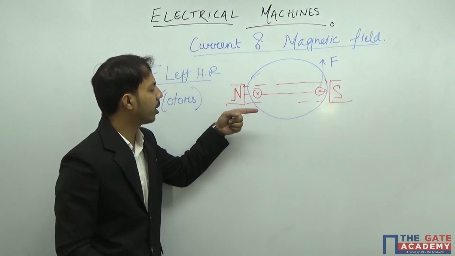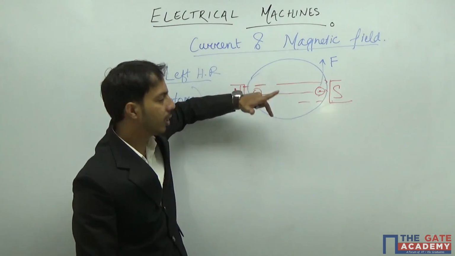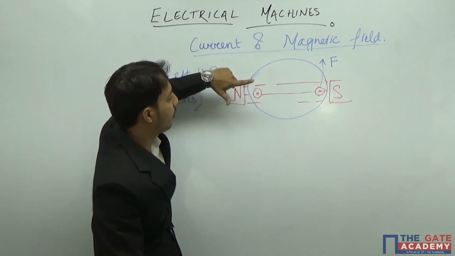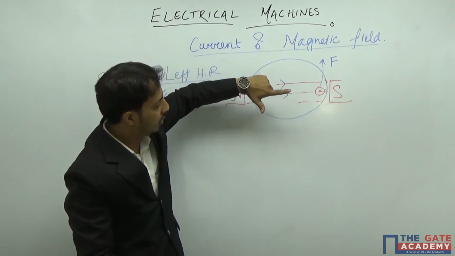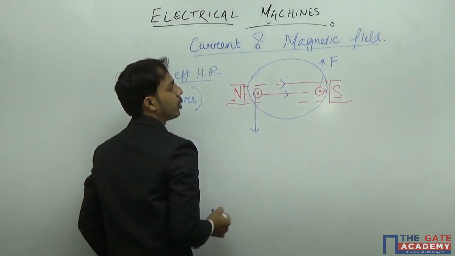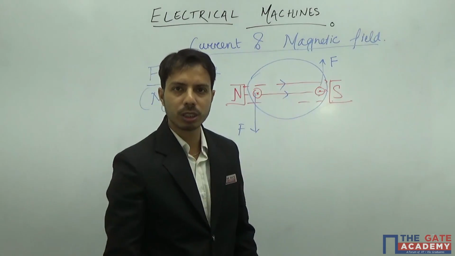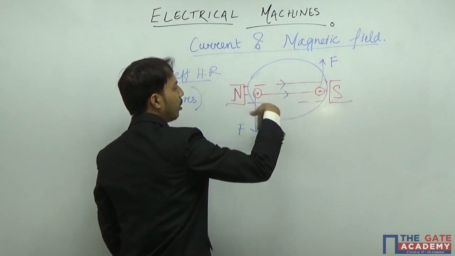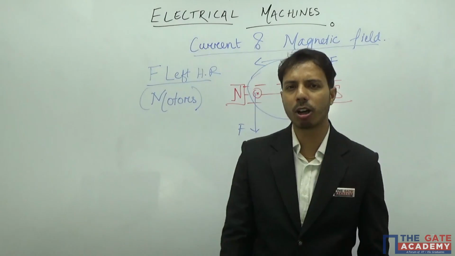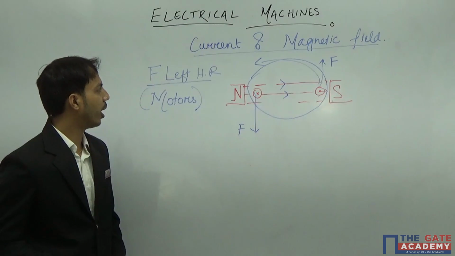For this particular conductor, current is going inside. The second finger gives me the current direction, going inside. The forefinger gives me the direction of the field, in this direction. The thumb gives the direction of the force, which is coming down. Due to the equal and opposite force, I will have a torque in that rotor, and it will start rotating in the anti-clockwise direction. So this is the application of Fleming's left hand rule.